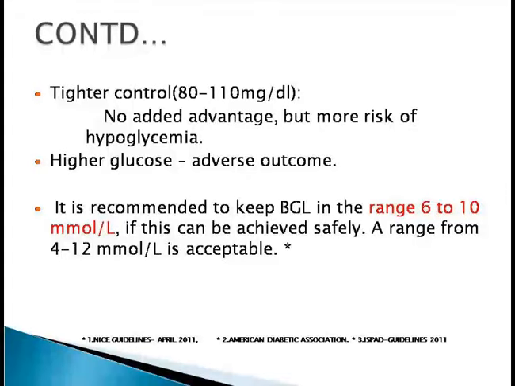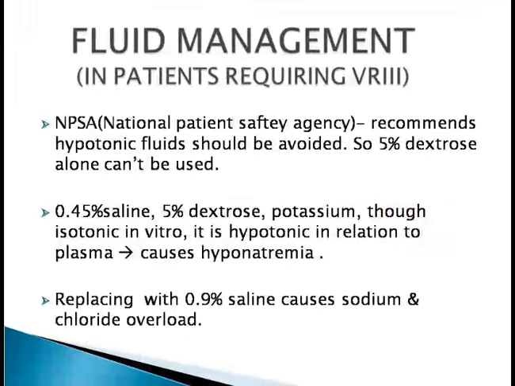The tighter the control, the greater the risk of hypoglycemia. Hence, hypoglycemia is an adverse outcome associated with it, as the NICE guidelines had shown. Hence, it is recommended to keep the blood glucose levels between 6 to 10, but 4 to 12 millimoles per liter is also acceptable.